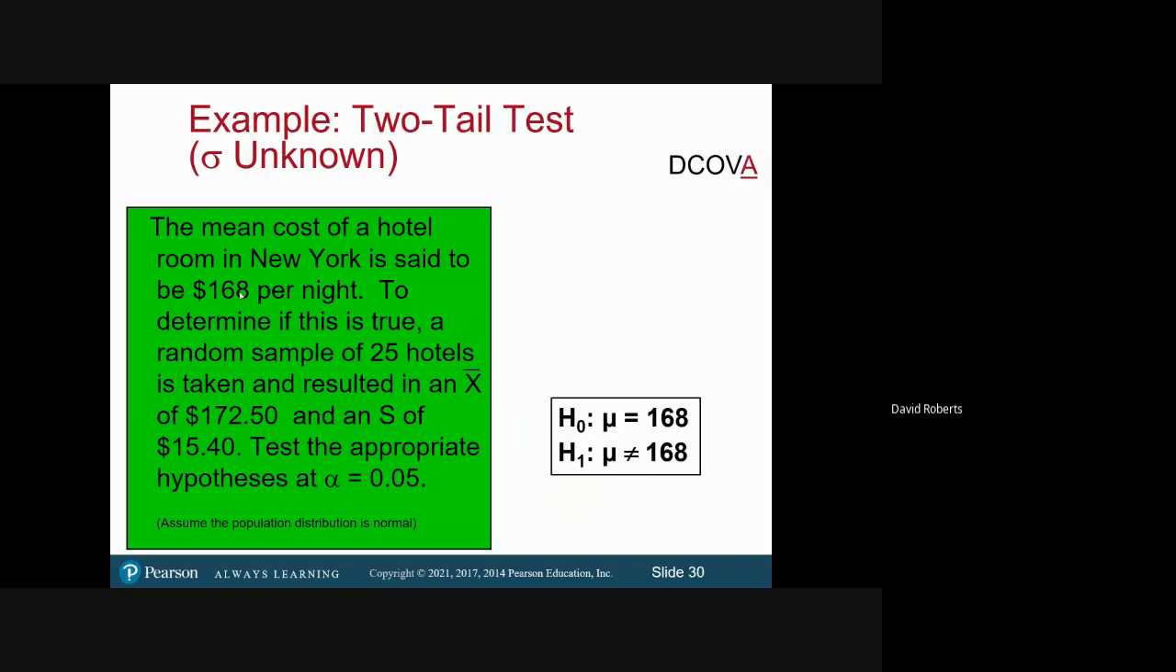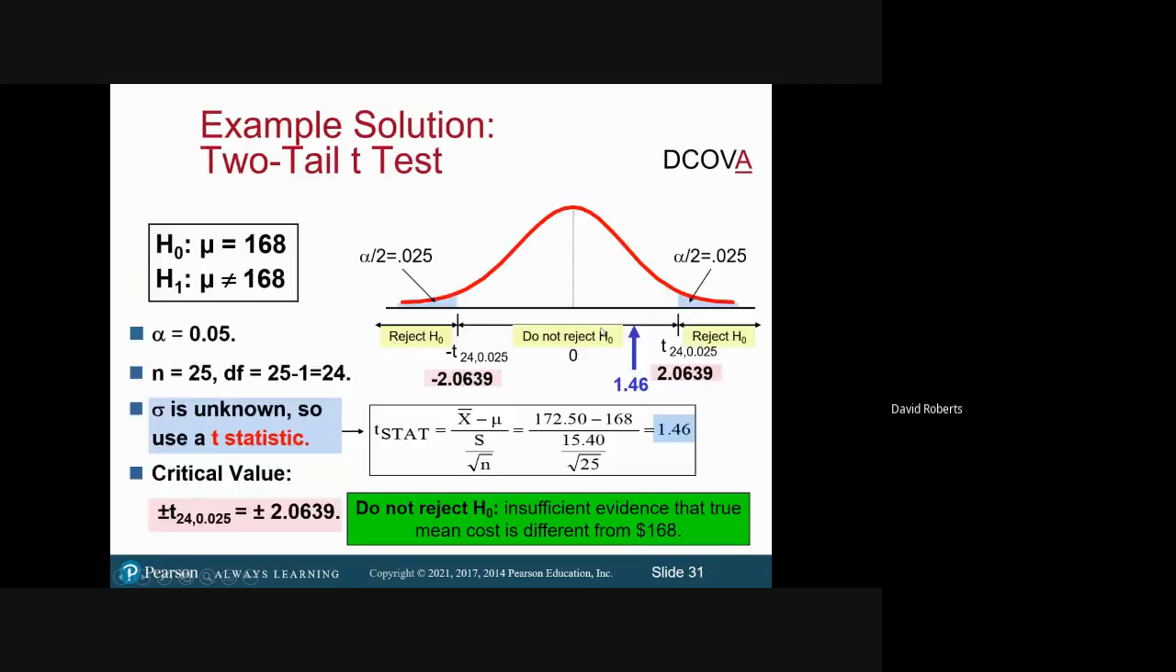You take a sample, and the sample mean is 172.5. You have your sample standard deviation of $15.40, and you do a hypothesis test at 5%, so alpha is 5%. All we really need to know is the p-value. You see your null and alternate hypotheses, and you do the calculations with a focus on the p-values. Don't really worry about the other stuff.